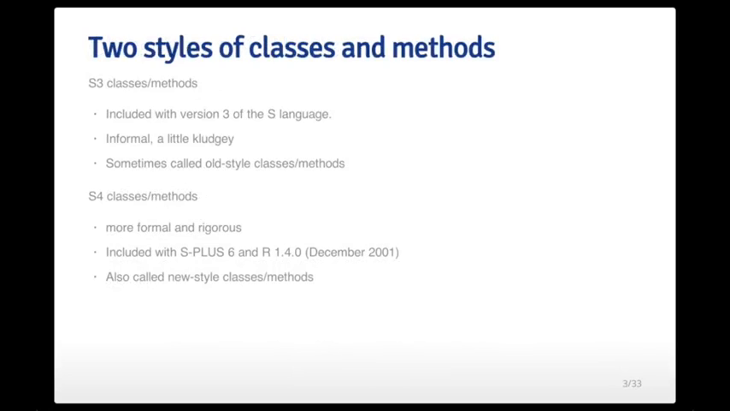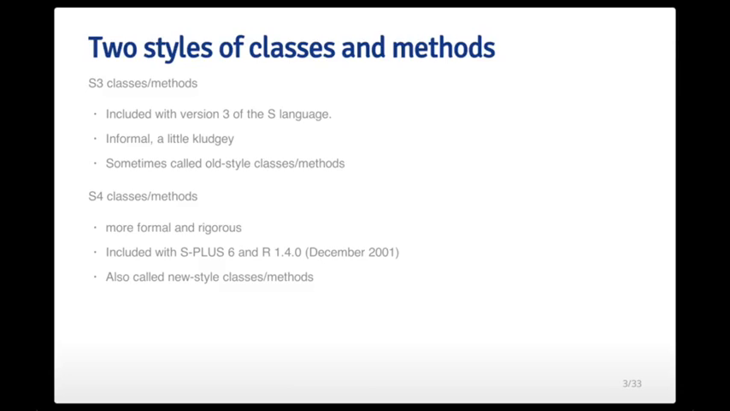In R, there are basically two styles of classes and methods, and this is a function of historical development. There's an older style and a newer style. The older style is sometimes referred to as S3 classes and methods, which corresponds with version 3 of the S language. These classes and methods are informal, a little kludgy, and not very formally rigorous, but they get the job done and they work quite well. A lot of the basic functions that you use in R are built on S3 classes and methods, so we know that they're already quite useful, and they're not going away anytime soon.